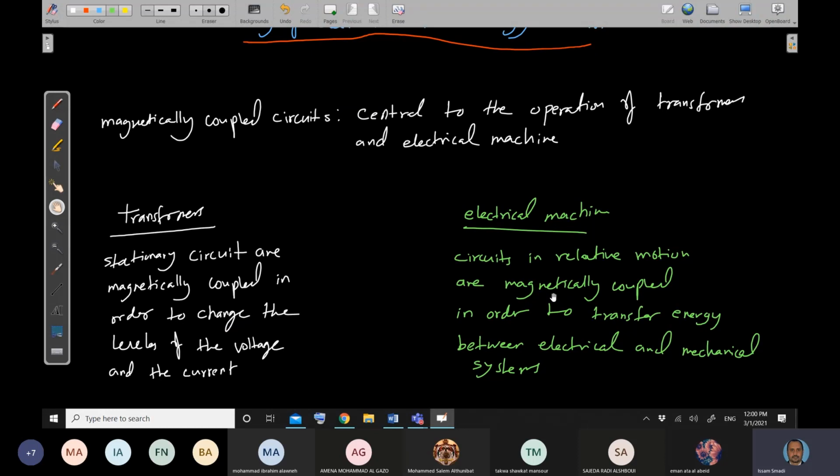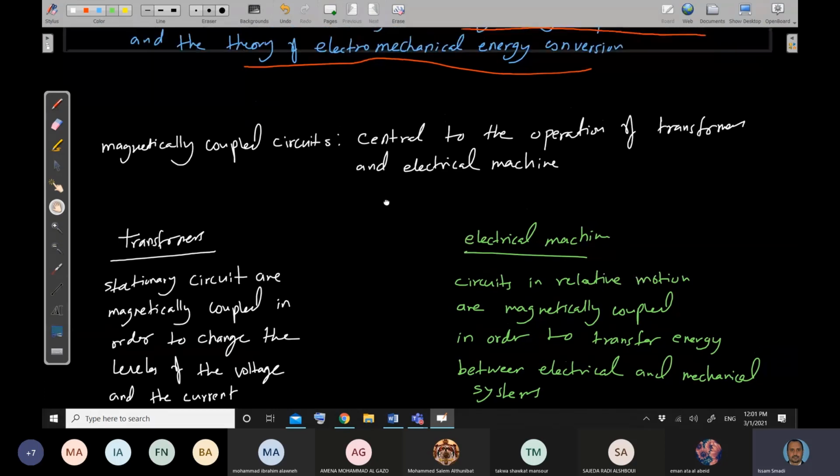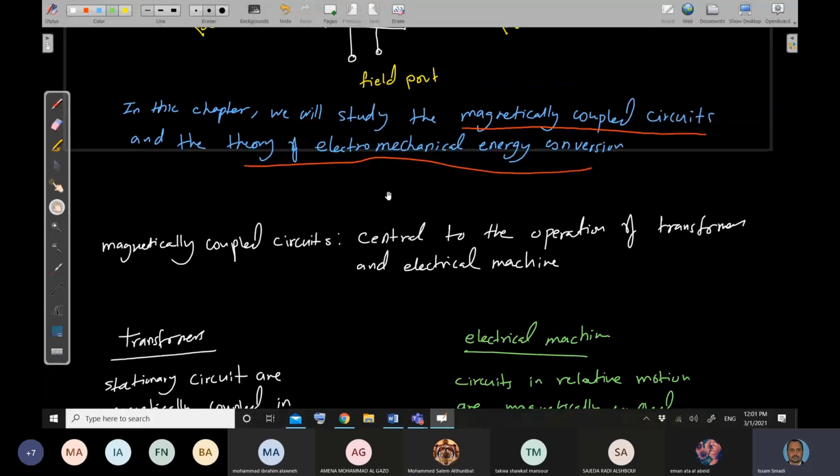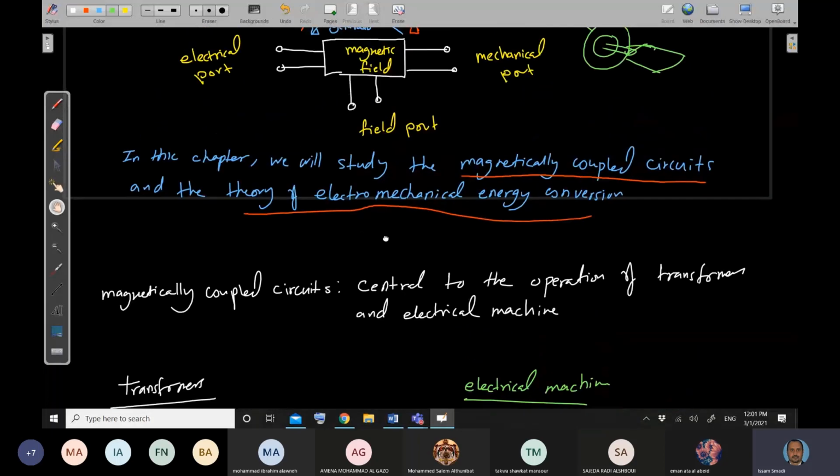If the energy is transferred from the electrical port to the mechanical port, then this is the motor action. And if the energy is transferred from the mechanical port to the electrical port, this is the generator action. This is actually the magnetically coupled circuit. And later on, we will define how we can derive the mathematical model of the magnetically coupled circuit.